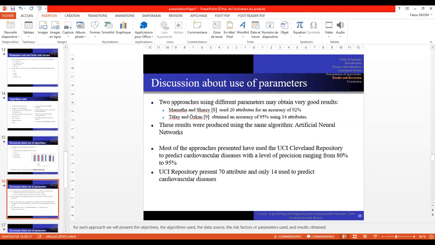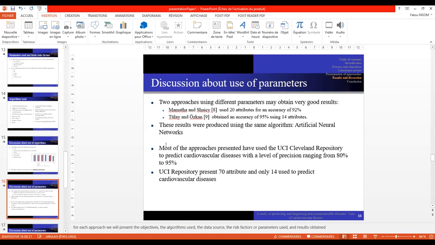We can note that two approaches using different parameters may obtain very good results, like Mamata and Chasey used 20 attributes for an accuracy of 92, and Tulai and Oskan obtained an accuracy of 95 using only 40 attributes. We cannot say that their results were produced using the same algorithm, like artificial neural network.